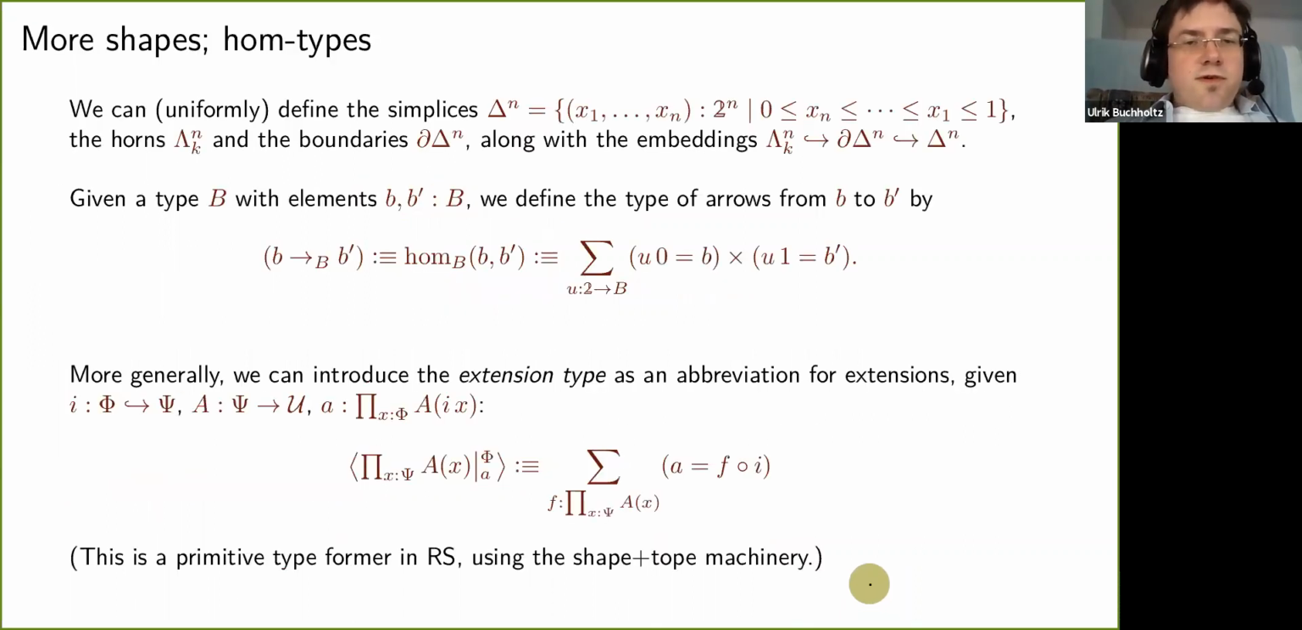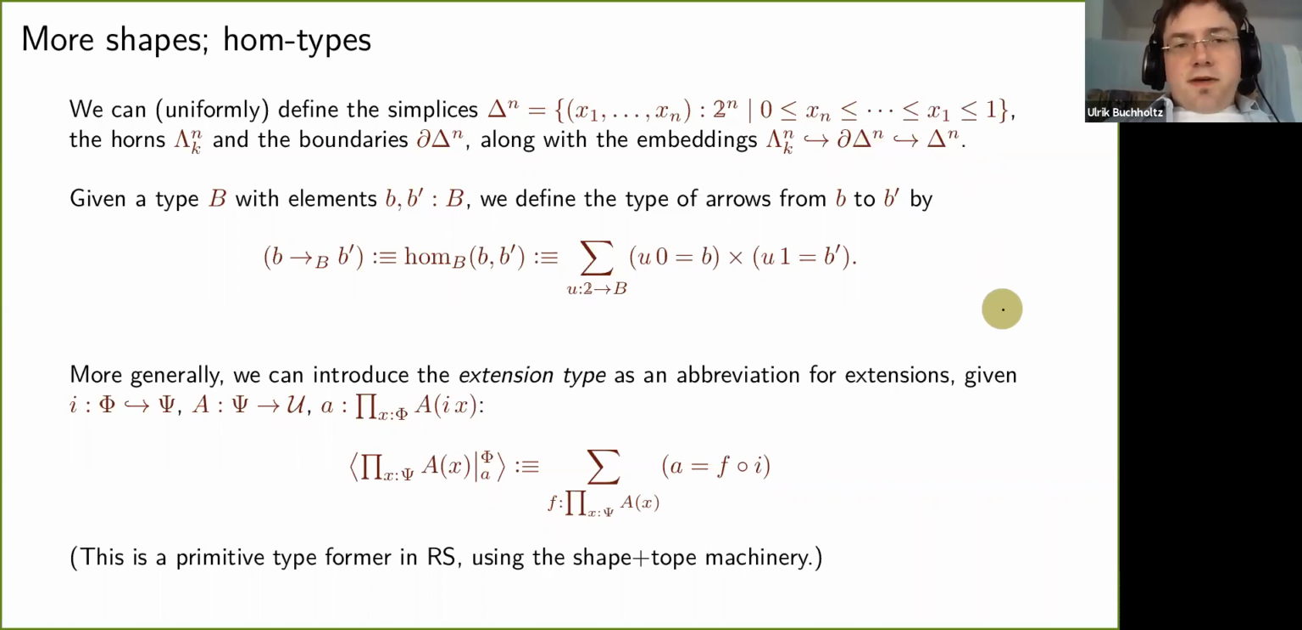So what else can we do in this setting? We can define all the simplices, even uniformly. The boundaries of the simplices. So the simplex here, we're going to take the ordered part where the last coordinate is less than or equal to the second to last, is less than or equal to, and so on. The first coordinate is less than or equal to 1. So you have n+1 inequalities here. And the boundary is the part where one of these is an equals. And the horn is where one of these, except the kth one, is an equals. So these are easily defined along with the embeddings.